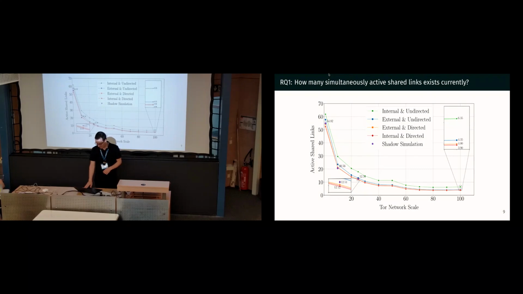And we measured that for the 100% scale network, for these 4 cases, there are between 4 and 6% of shared links. So we have a range where the real number can be.